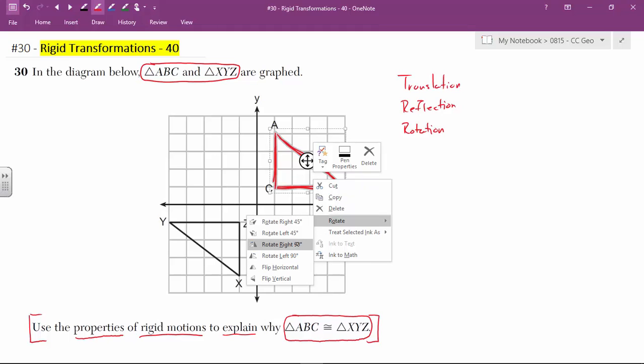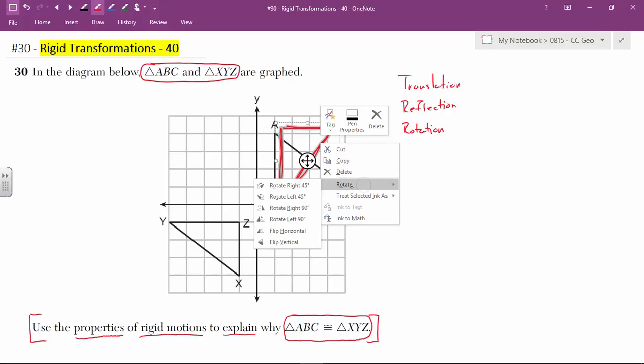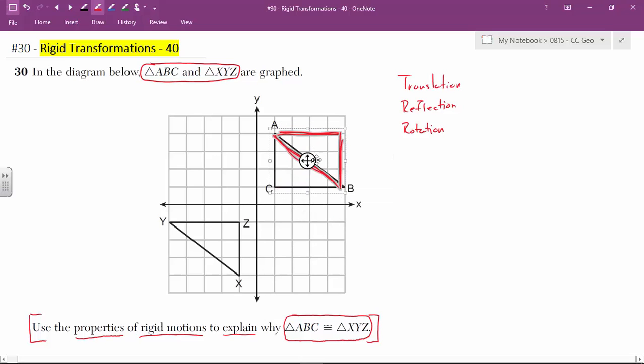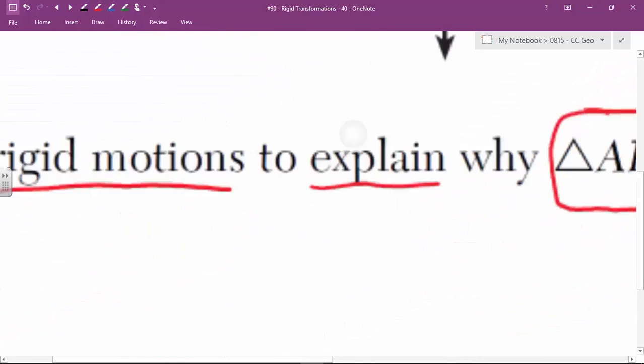So we're going to do a 90 degree turn to the right and then another 90 degree turn to the right. That will be 180 degrees. And if you do it about the origin, it will spin into quadrant 2, and then it will spin into quadrant 3.